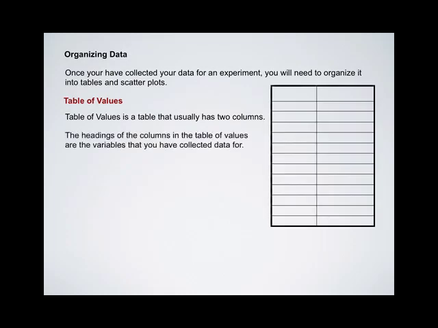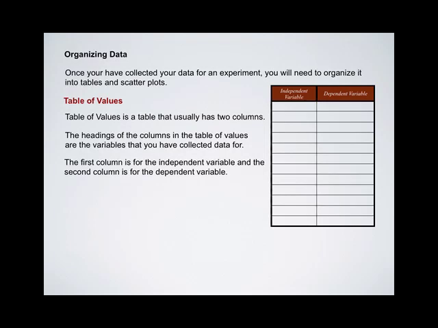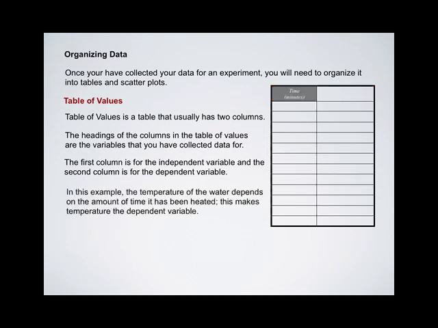The headings of the columns in the table of values are the variables that you have collected the data for. The first column is for the independent variable, and the second column is for the dependent variable. Here we see the two columns, independent variable and dependent variable. In this example, the temperature of the water depends on the amount of time it has been heated. This makes temperature the dependent variable, and time the independent variable. So we'll put them into our column.